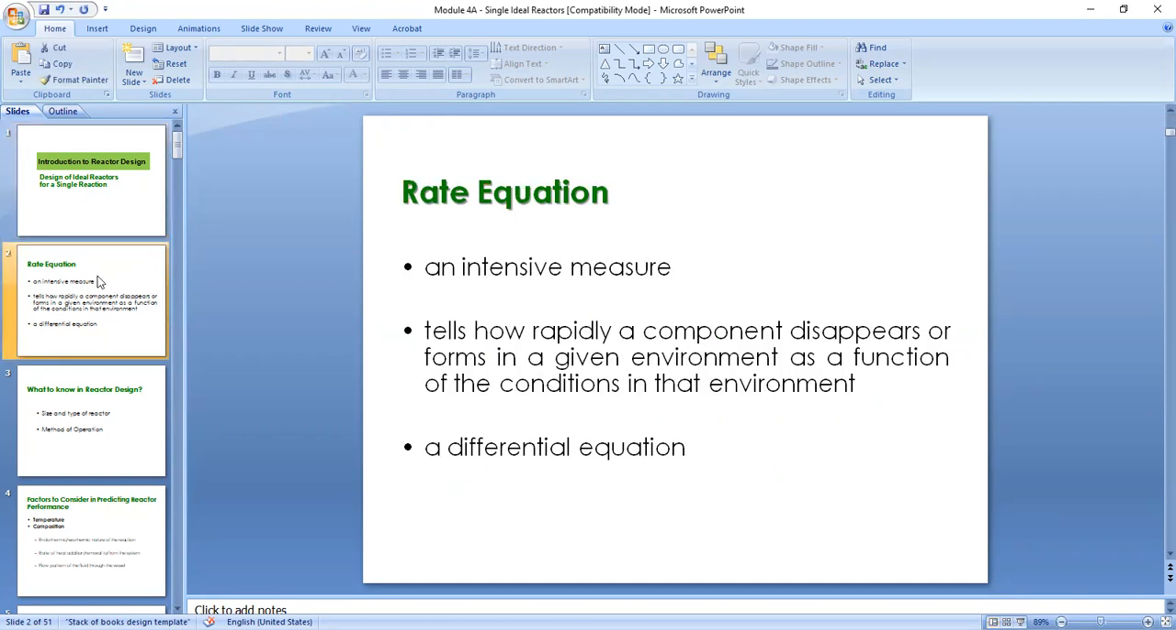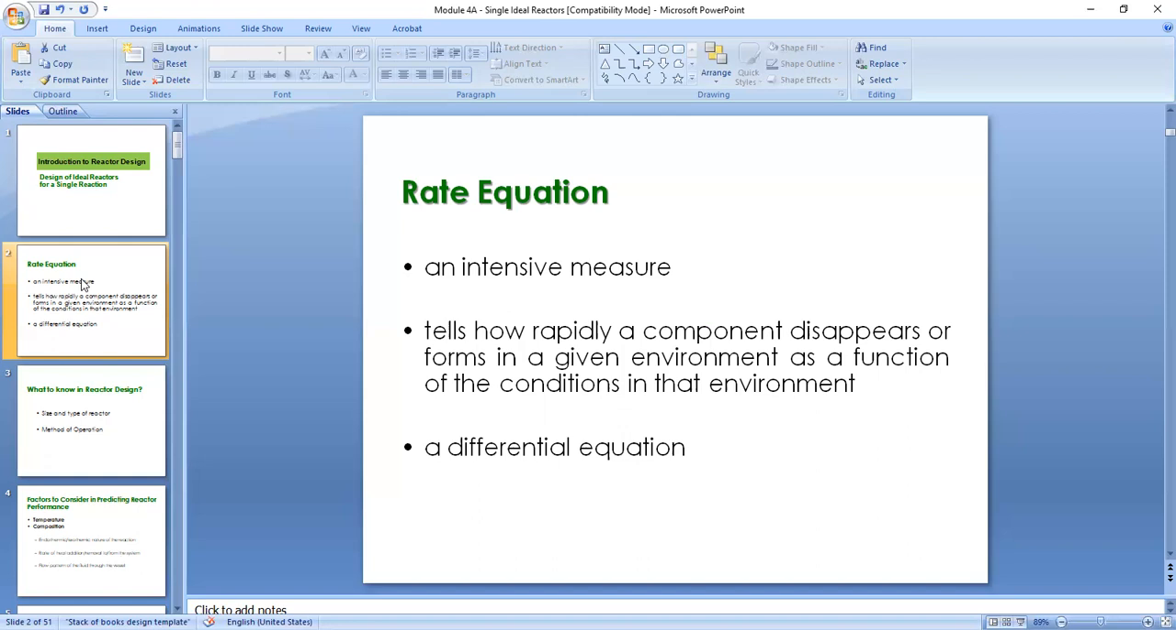Now, we've learned in the previous three modules that the rate equation is an intensive measure. So the rate of a particular reaction is not dependent on the amount of the system that we are measuring the rate of. And this rate equation also tells us how rapidly a component disappears, referring to the reactants, or how it forms in the case of the product. So its rate of formation and disappearance is a function of the conditions in that particular environment.